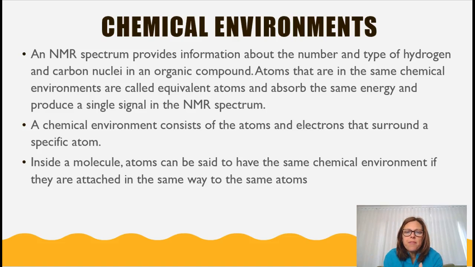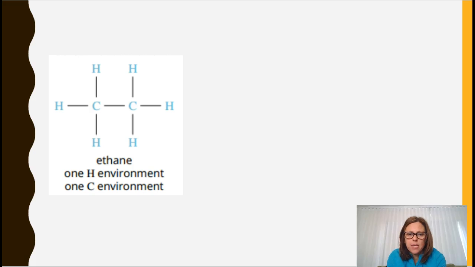We're looking at information about the number and the type of hydrogens and also the number and type of carbon nuclei that we have in the compound that we might be studying. If they are in the same environment, they will absorb the same amount of energy and therefore produce just a single peak. Our chemical environment looks at the atoms that we have and the electrons that might surround them. So it can be said to have the same chemical environment if it's attached in the same way to the atoms. Let's have a look at a couple of examples here.